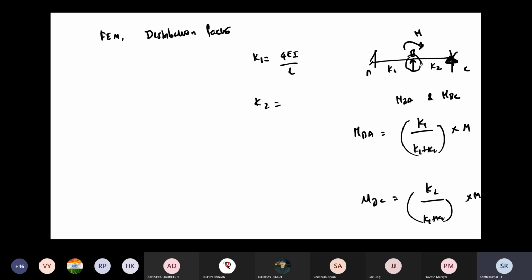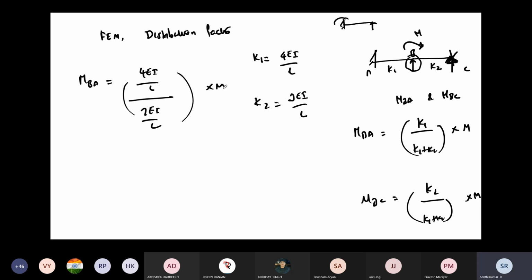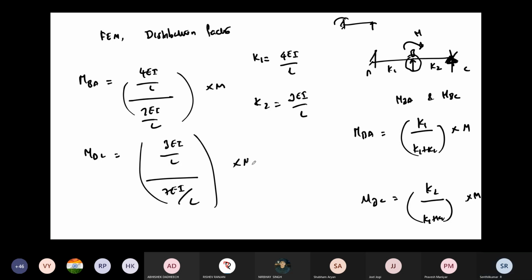Now BC is there. Now let me know, what is your stiffness there? It will develop 3EI by L. Right. So what is my MBA then? My MBA will be 4EI by L divided by 4EI by L plus 3EI by L, which is 7EI by L. Right? Then again MBC is 3EI by L divided by 4EI by L plus 3EI by L, 7EI by L. Right? So this is the distribution factor.